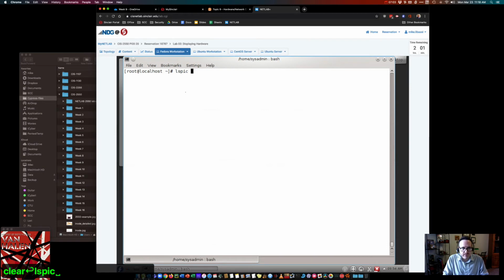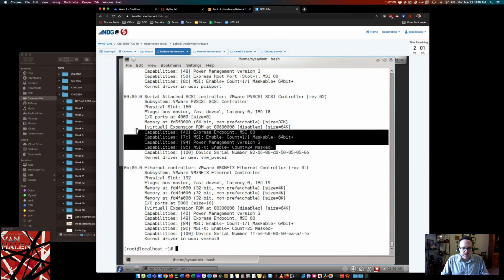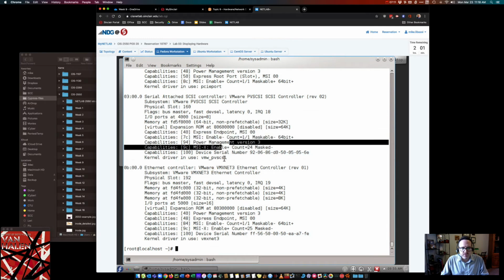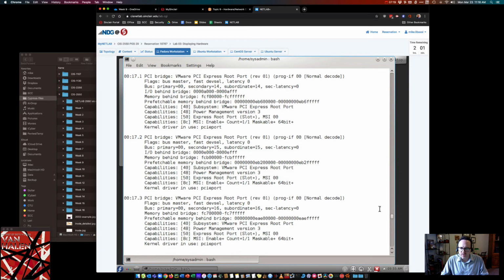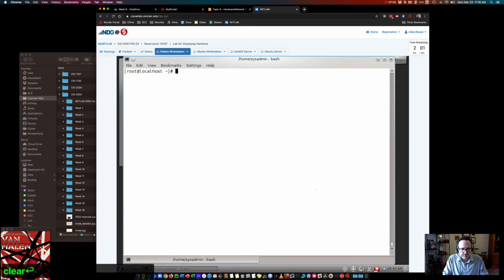lspci -v. Now capabilities are exposed. And the device serial number is pretty good to know. That can be very handy. Again, this is a virtual machine, so the abstraction is going to be a little odd compared to actual physical hardware.